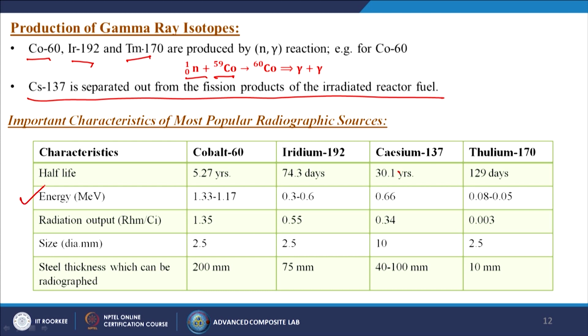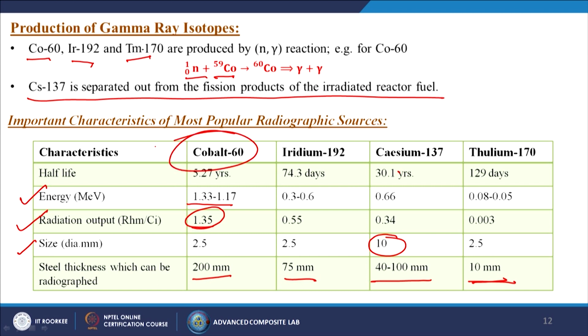Now, if you see the energy, in this case cobalt 60 is 1.33 to 1.17 mega electron volt, and that is the highest compared to the others. If we talk about the radiation output, cobalt 60 is giving 1.35, which is also the highest. If we talk about the size, cesium 137 is on the higher side, at 10 millimeter. The steel thickness which can be radiographed is generally 200 millimeter, 75 millimeter, 40 to 100 millimeter and 10 millimeter. So, from this you can see cobalt 60 is the best among these four.